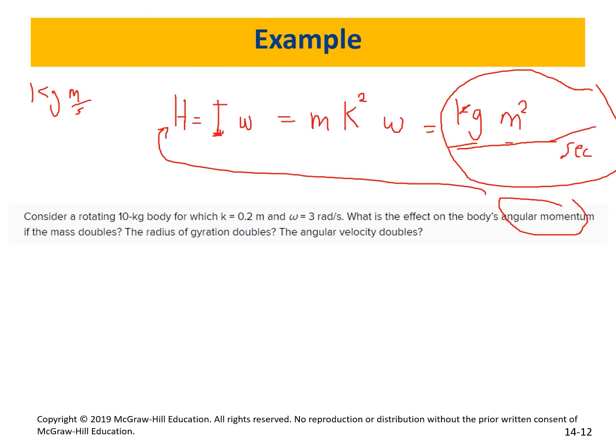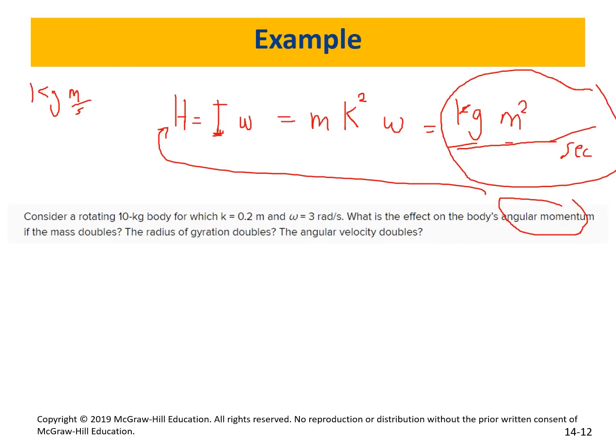And see the difference between it and the linear is that meter is square, and that's an indication of the moment of inertia. Yeah, you're right. Yes, kilogram meter square per second. Okay, so what happened when we double the mass? Doubles the momentum. What happened when we double the radius of gyration? So quadruple. It's quadruple. Now, what does that mean?